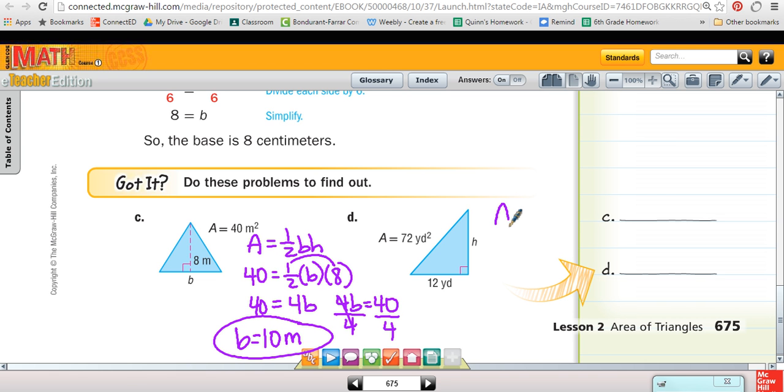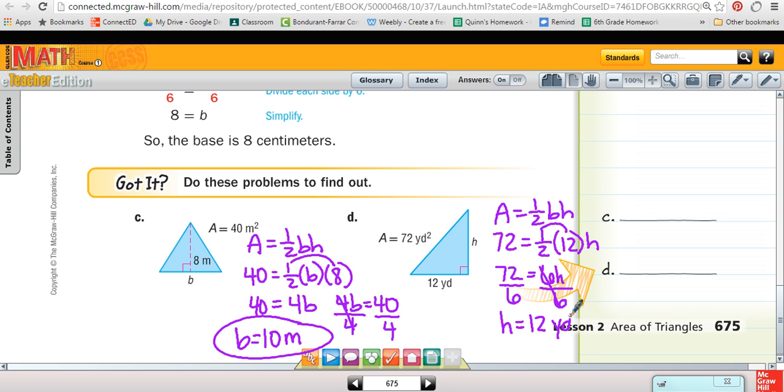Letter D, again, area equals half base height because it's a triangle. My area is 72 equals half. This time I have the base, it's 12, but I'm missing the height. So half of 12 is 6, so 6h. I need to divide both sides by 6 to get my variable alone. Those will cancel, leaving me with h equals 12 yards. Not square yards, because again, it's the length of that side, the height of my triangle.